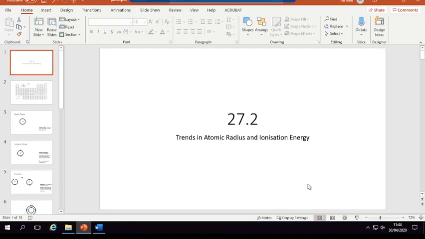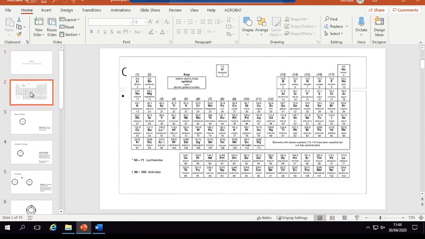Hi everyone. So 27.2 is going to build on what you did in 27.1, where you were drawing some electronic configurations for some atoms. We don't need to worry about the S, P, and D stuff for the time being, but we're interested in trends for this. So we're going to be picking up some Unit 1 things. Here's a periodic table. It'd be useful to have one of these in front of you when you do this topic. We're going to see what happens on this periodic table as we go across and as we go down.